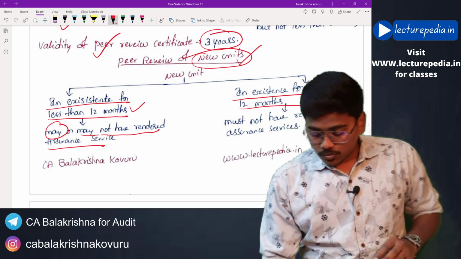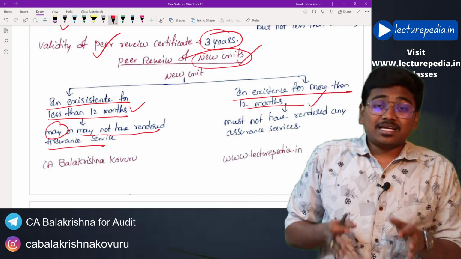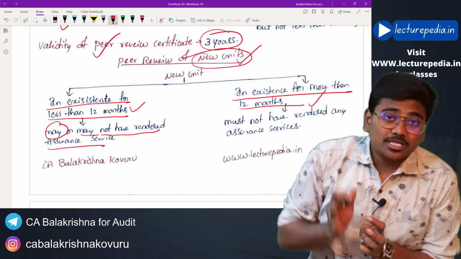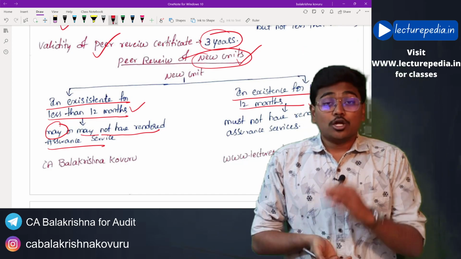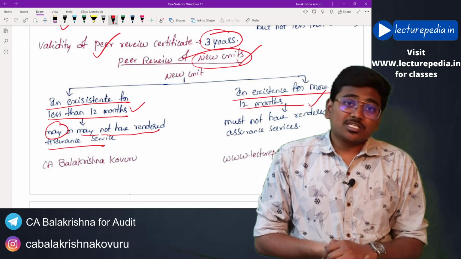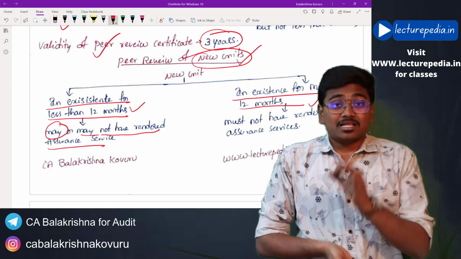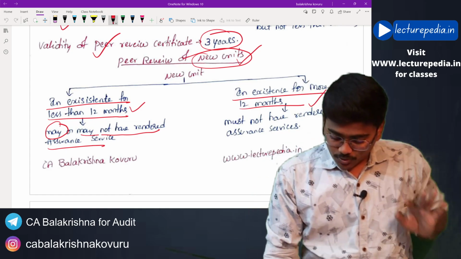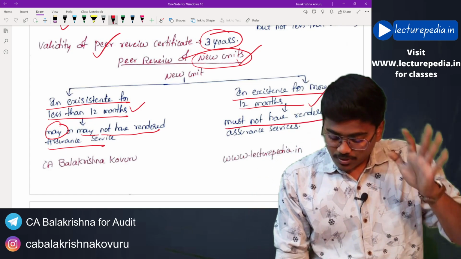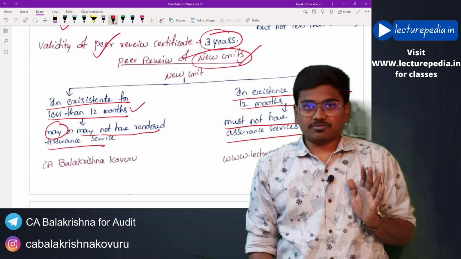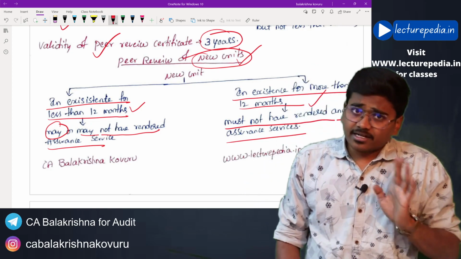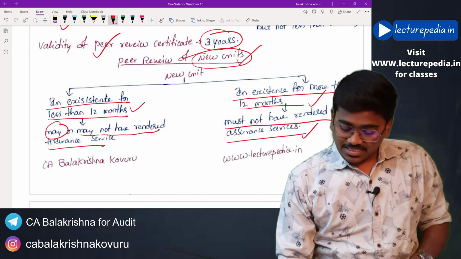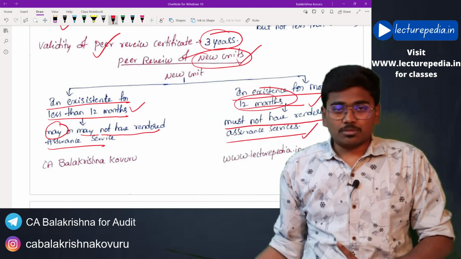Now coming to the case where the practicing unit is in existence for more than 12 months as on the date of application that is being made to the peer review board. To call that type of practicing unit a new unit, the condition is that it should not have taken up any assurance engagements. See, it must not have rendered any assurance services. If it has conducted any assurance services, then it will not be treated as a new unit because it is in existence for more than 12 months.